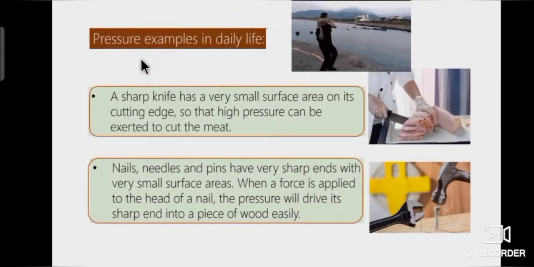Let's see the examples in daily life. A sharp knife has a very small surface area on its cutting edge so that high pressure can be exerted to cut the meat. Second example, nails, needles and pins have very sharp ends with very small surface areas. When a force is applied to the head of a nail, the pressure will drive its sharp end into a piece of wood easily.